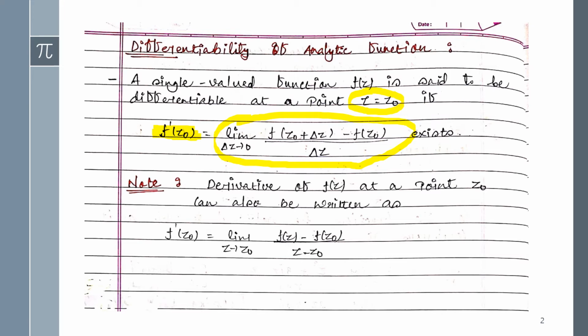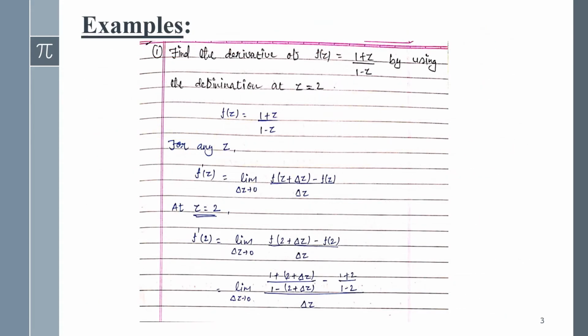Now continuing with the examples. Here I have written: find the derivative of f of z equals 1 plus z upon 1 minus z by using the definition of differentiation at z equals 2. Here the main function f of z is given as 1 plus z upon 1 minus z, and you have to use the definition, which I have written here.